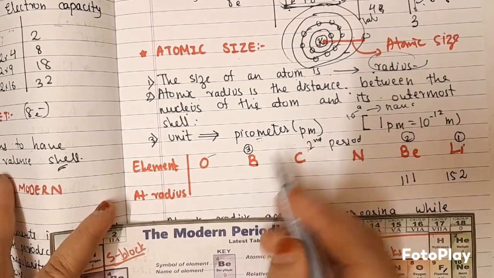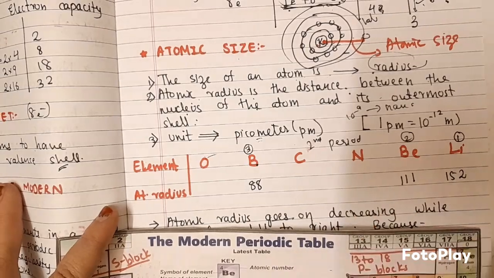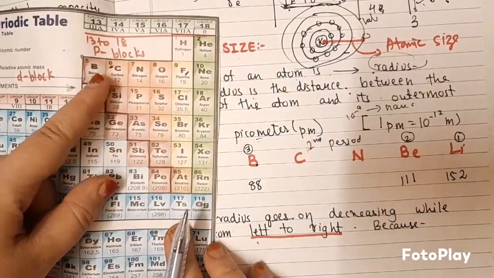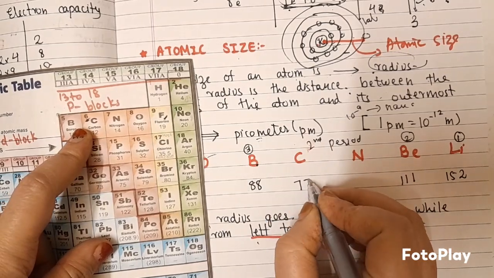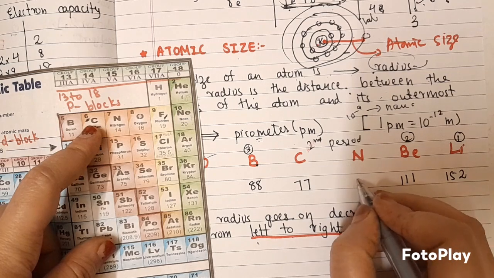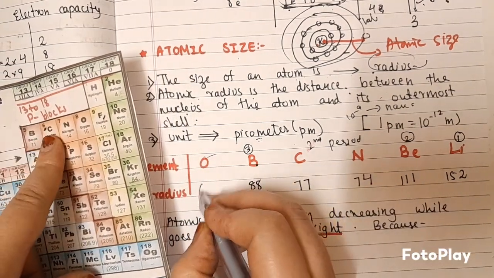Boron atomic radius is 88 picometer. After boron we have carbon, whose atomic radius is 77. Then after carbon, nitrogen, whose atomic radius is 74. And last we have oxygen, which is 66.